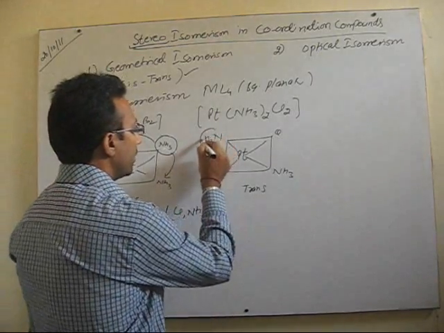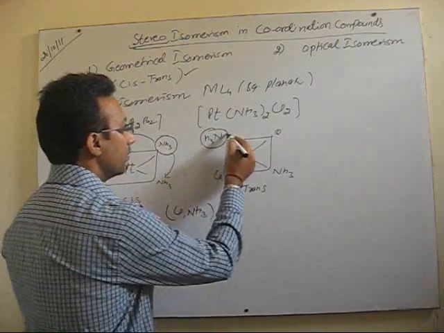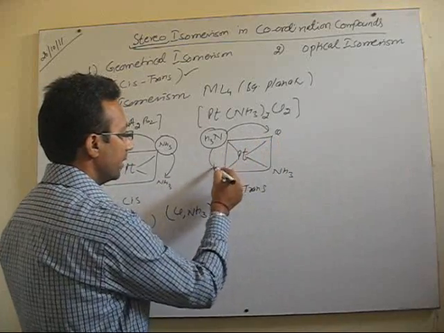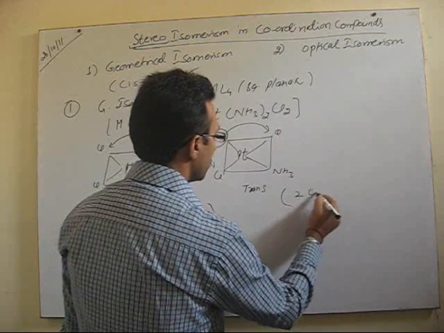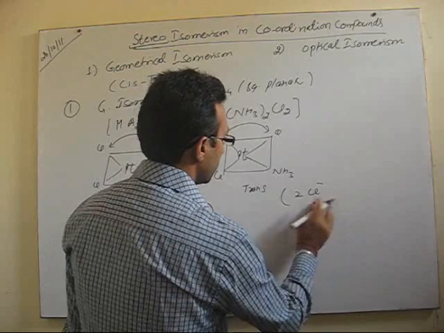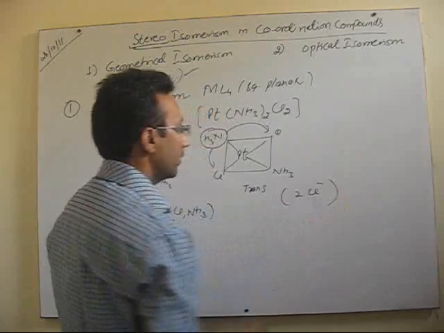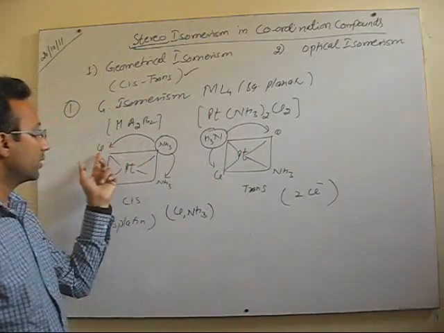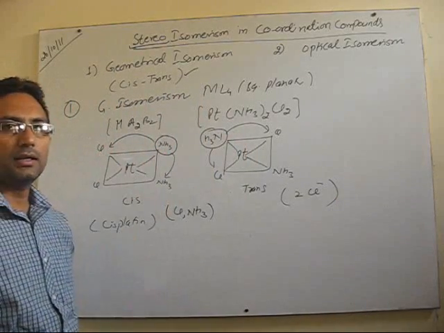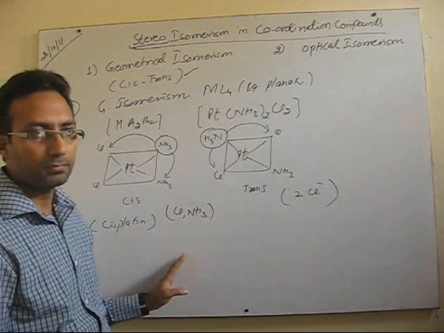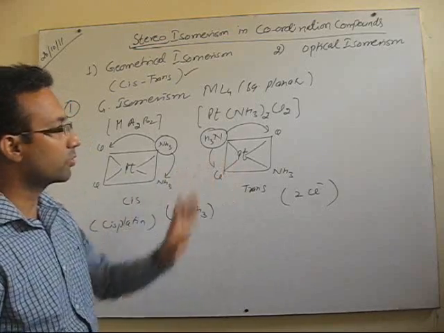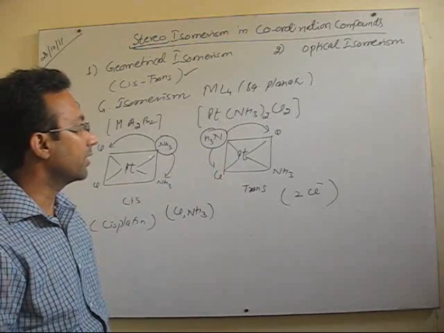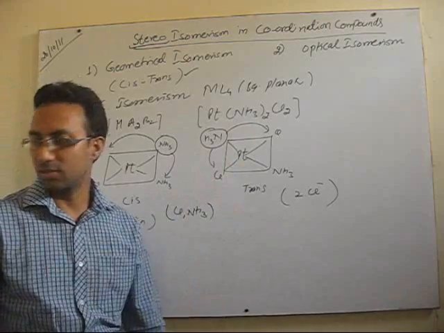Now the same ammonia is now here. Let's observe its nearest environment here. Here the nearest environment is 2 Cl atoms. 2 Cl negative ions, 2 Cl ligands, right? So in this case you clearly observe that changing the position of the ligand is changing their environments. So that means in case of square planar there exists geometrical isomerism because the environment is changing.